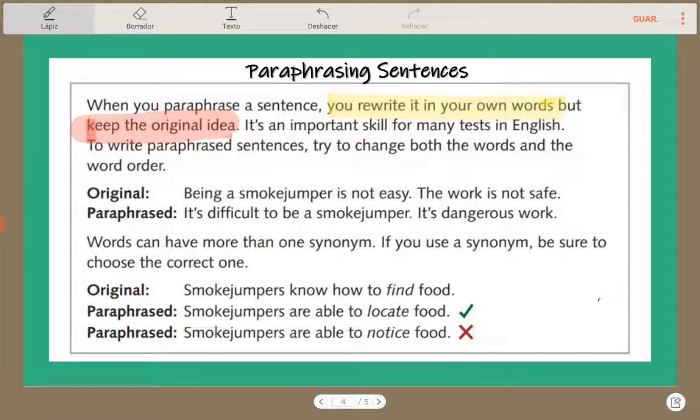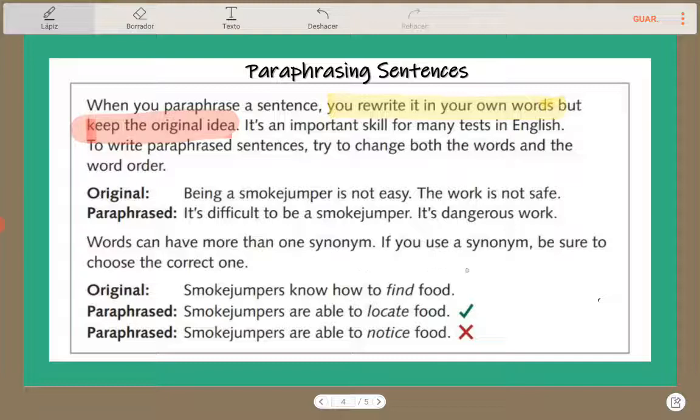To write paraphrase sentences, try to change both the words and the word order. And we have here an example. The original. Being a smoke jumper is not easy. The work is not safe. And how do we paraphrase that sentence? Well, it's difficult to be a smoke jumper. It's dangerous work.